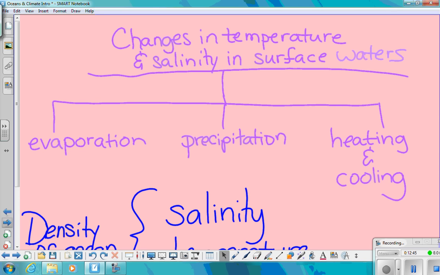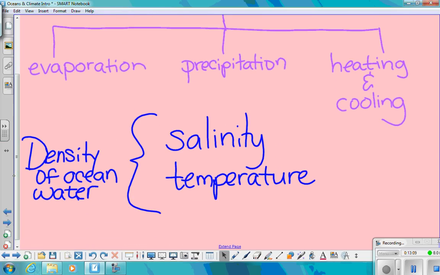So let's put a few of the things we've talked about into thinking maps. Changes in temperature and salinity in the surface waters. Well, those three things would have been evaporation. That can change the salinity. Precipitation, or the heating and cooling. Lastly, density in ocean waters is affected by the salinity and the temperature of those ocean waters.